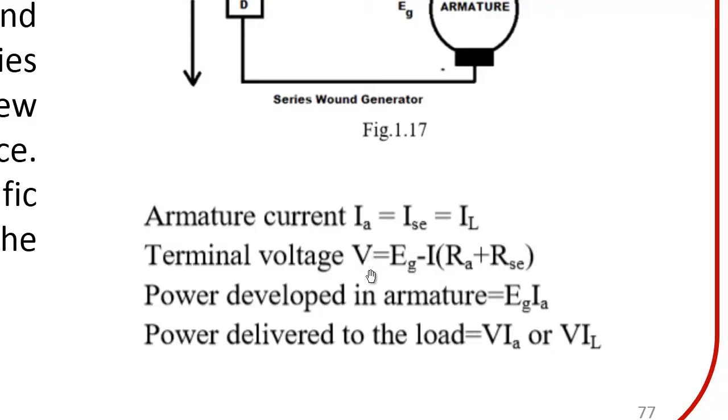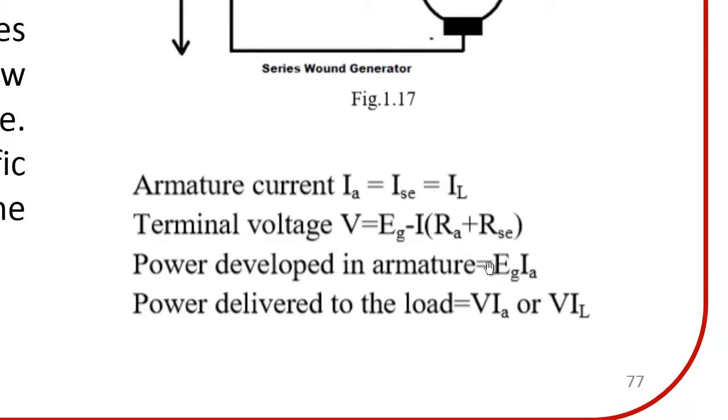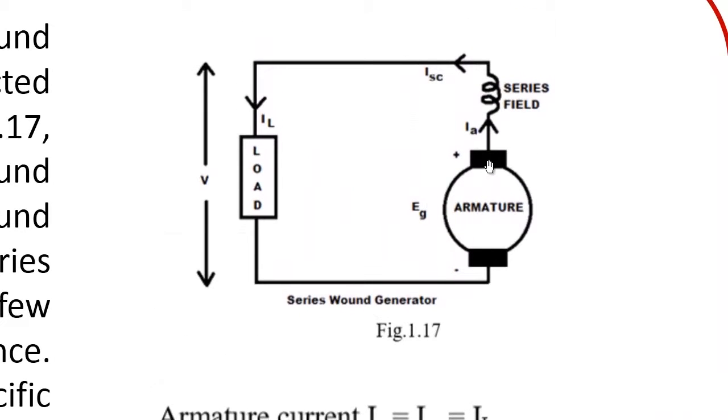The terminal voltage V is equal to the generated voltage Eg minus I into (RA plus RSE). So, RA is the armature resistance, RSE is the series field resistance. Then the power developed in the armature is given by the product of the generated voltage and the armature current. Then the power delivered to the load is equal to V into IA or V into IL, because IA is equal to IL in the case of a series wound generator, because whatever current flows through the armature is flowing through the series field also, and the same current is flowing through the load also.